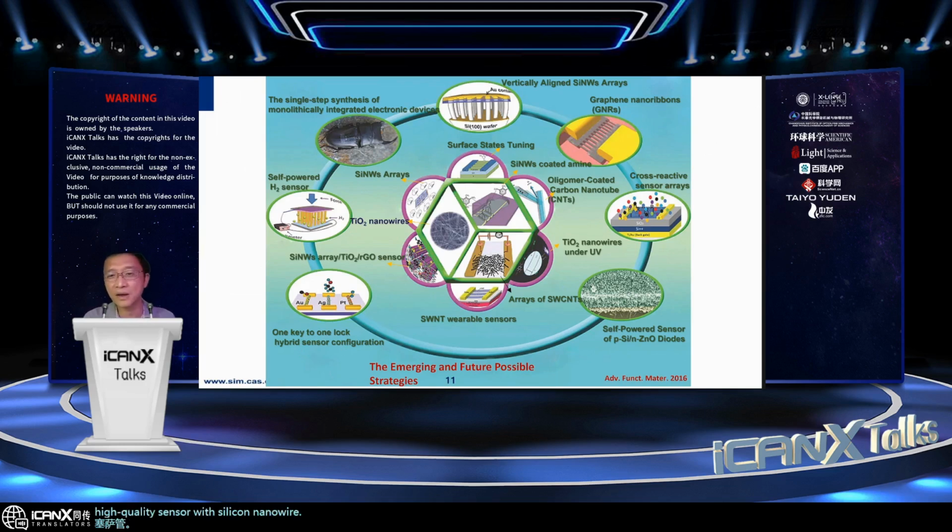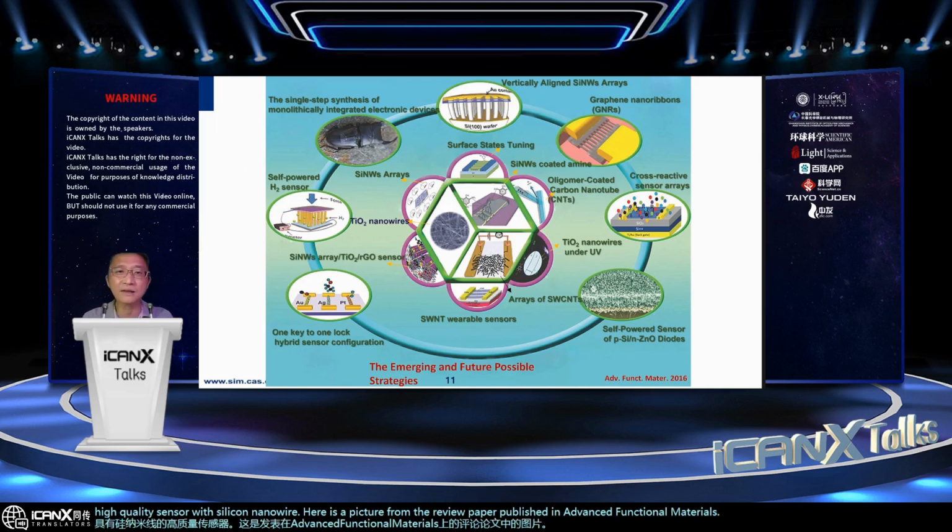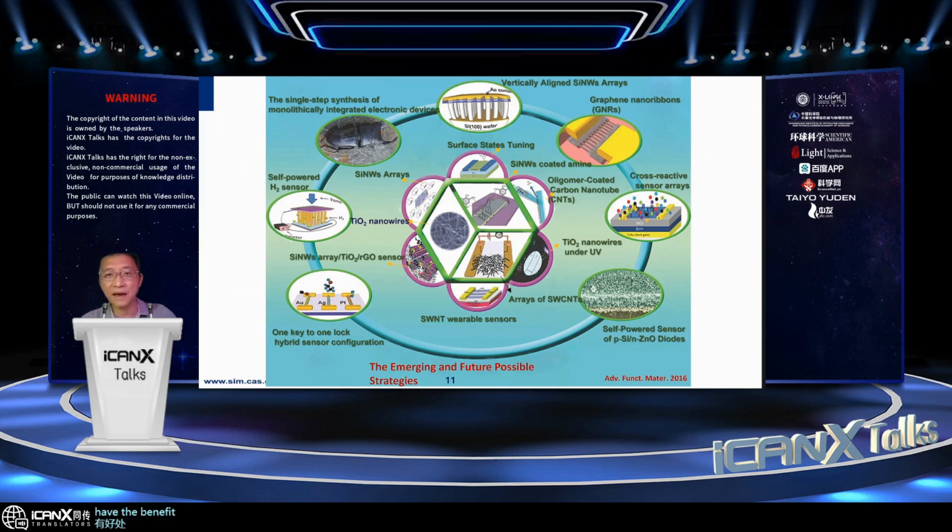Here is a picture from a review paper published in Advanced Functional Materials. You can find that silicon nanowires have been used to make different kinds of sensors, and they have the benefit of mass production.